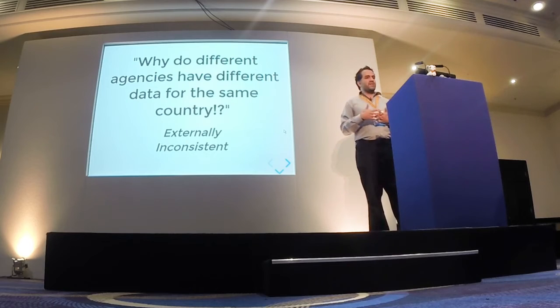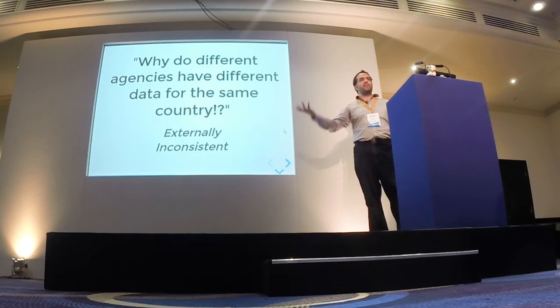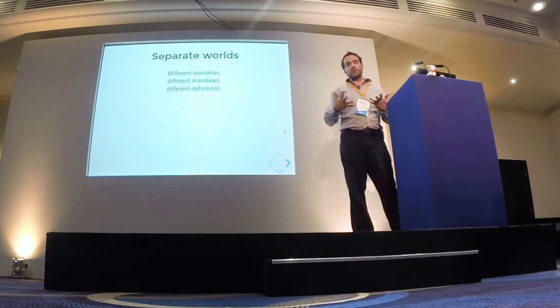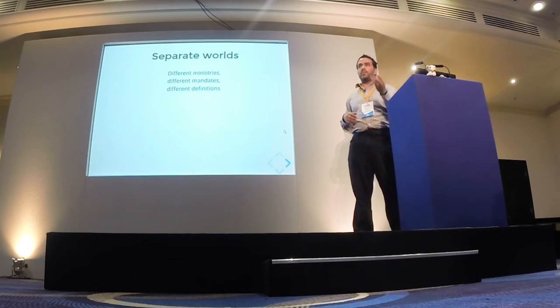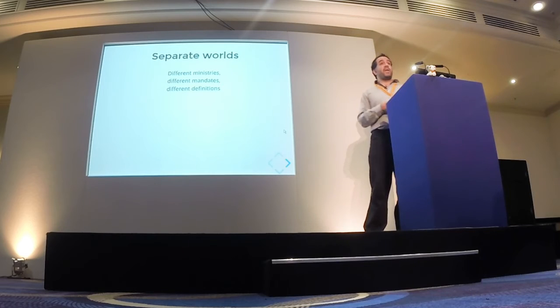The last kind of inconsistency is external inconsistency, right? Why do different agencies have different values for the same variables? And the reason why, unfortunately, is that we might deal with different ministries, like the Ministry of Statistics in the country, which may have a different value than the Ministry of Agriculture. Unfortunately, that does happen. We have different mandates.